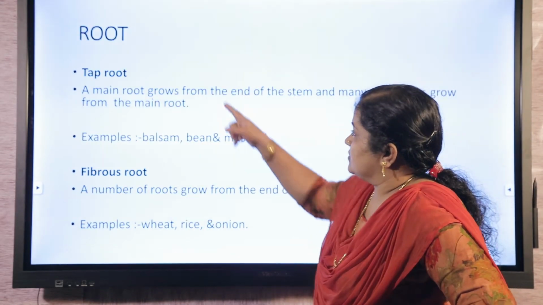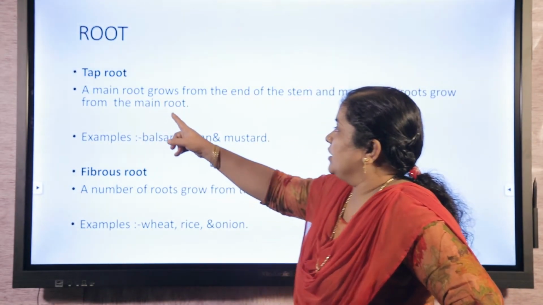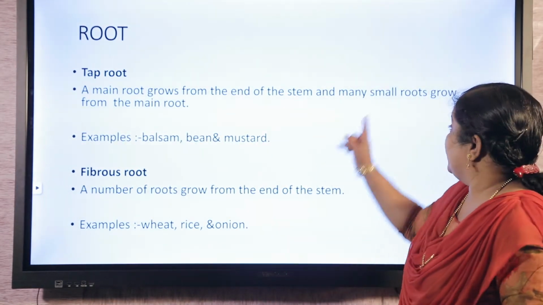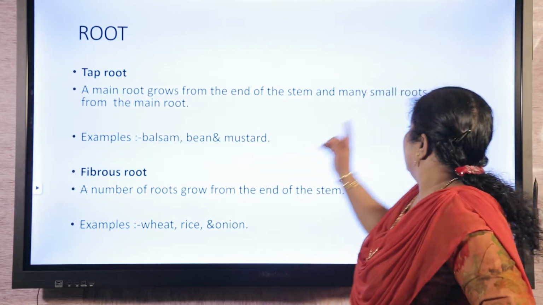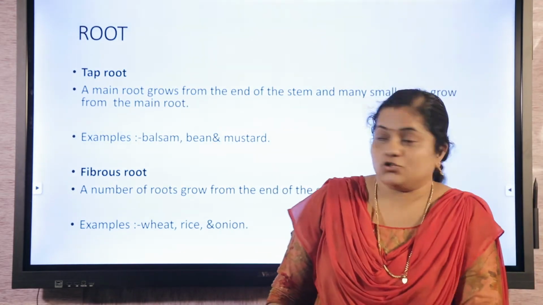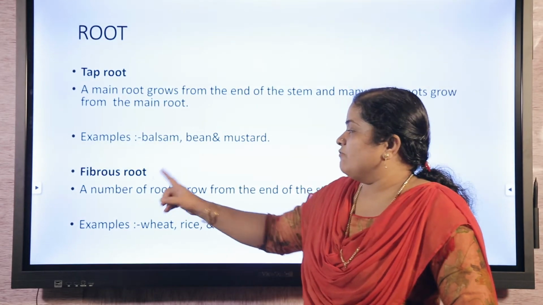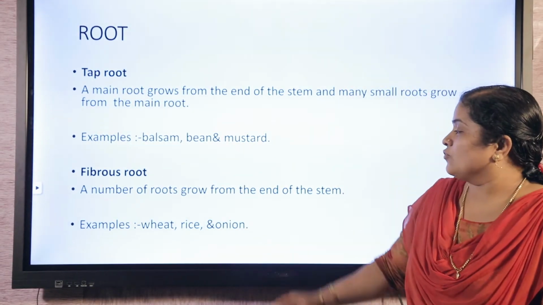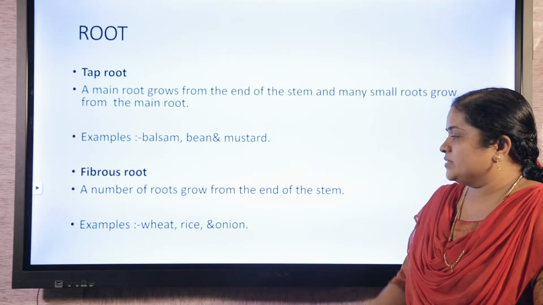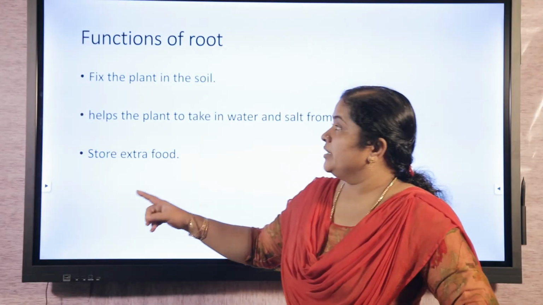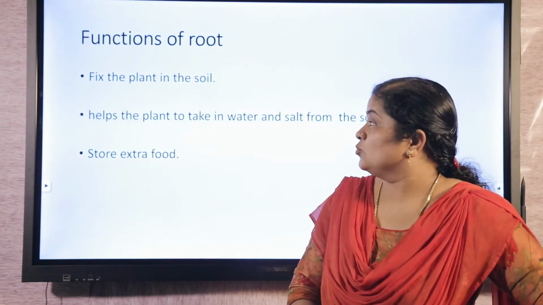Let us recap. Tap root: a main root grows from the end of the stem and many small roots grow from the main root. Examples: balsam, bean and mustard. Then fibrous root: a number of roots grow from the end of the stem. Examples: wheat, rice, onion. Children, next, functions of root.